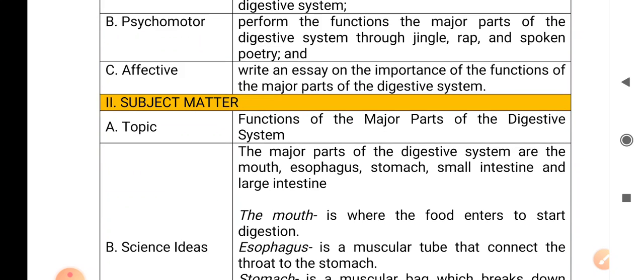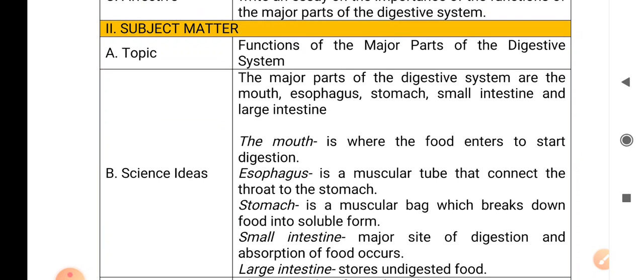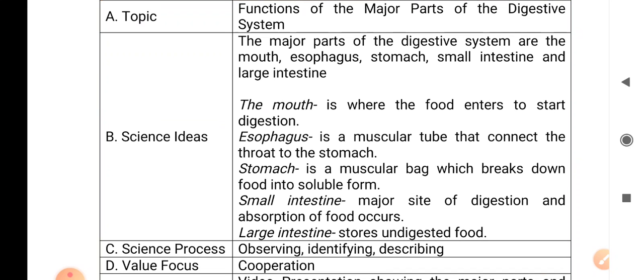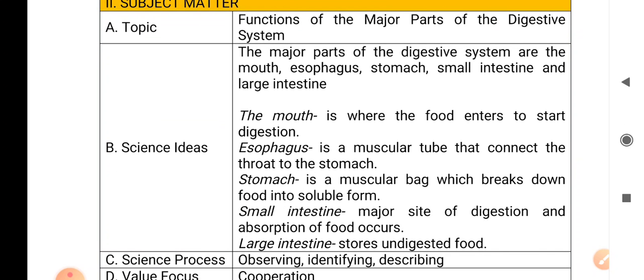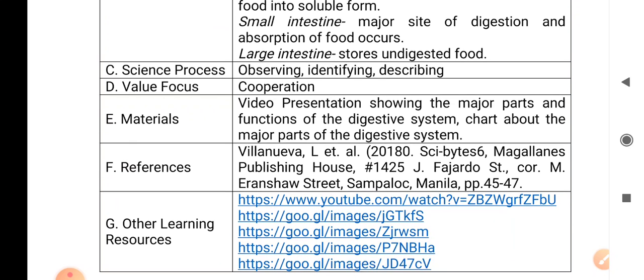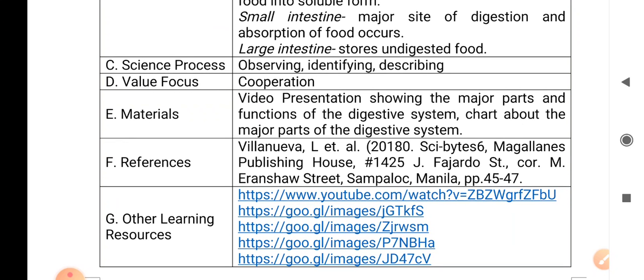And after objectives, we now have the subject matter. So first is of course your topic. And of course, science ideas. What will be the concept that you will be discussing in your topic? So in the case of this one, our topic is about functions of the major parts of the digestive system. So, science ideas. We now have the science process. So, ano yung mga process na gagawin ng mga estudyante dito? So, they will be observing, identifying, and describing. So, it depends upon you, teacher, on what will be the scientific process that your students will undergo.